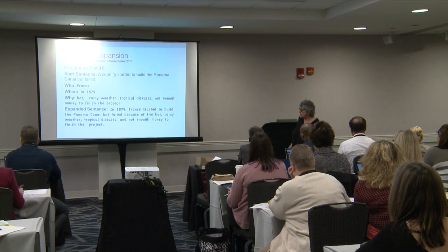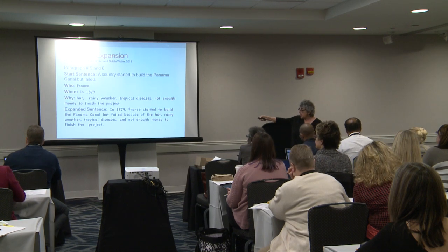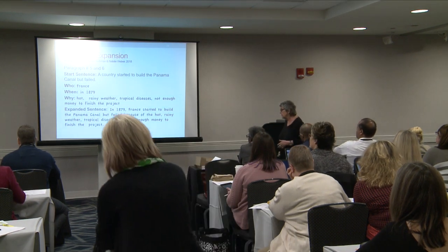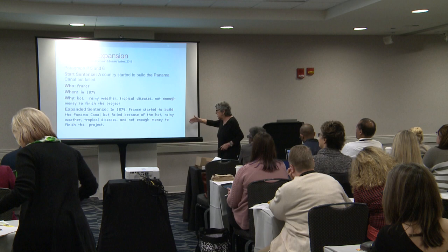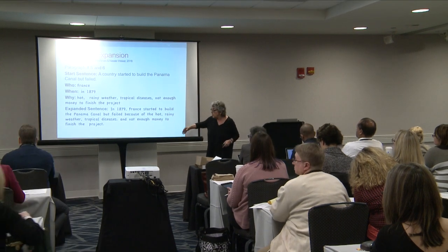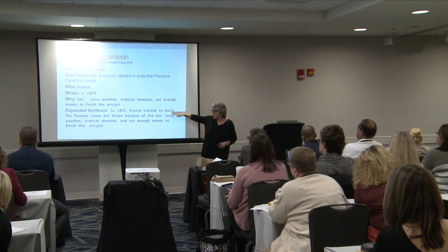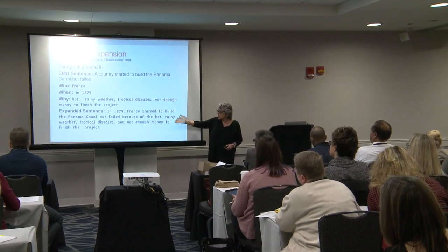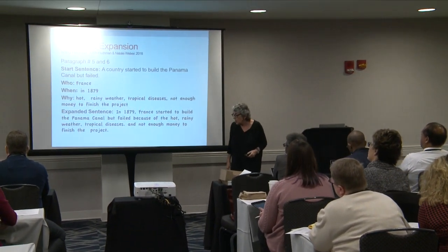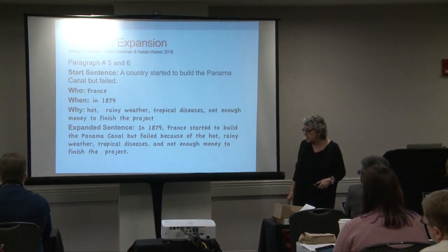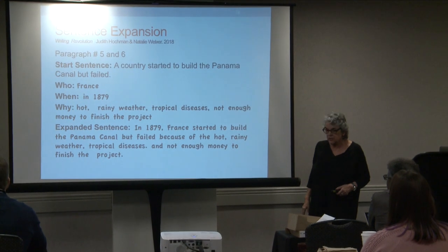So this was one student's answer: France, 1879, why all of these. But would you read this? This was in eighth grade, and it was in Australia, but they don't differ from your kids. Read the expanded sentence with me and go. In 1879, France started to build the Panama Canal, but failed because of the hot, rainy weather, tropical diseases, and not enough money to finish the project.